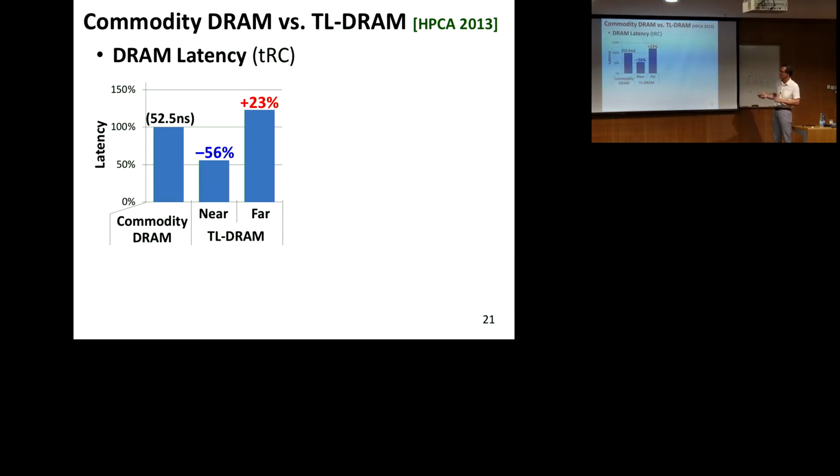If you have 32 rows in the near segment, the near segment is near to the sense amplifiers. The far segment is the far part. If you have 32 rows over here and 480 rows over here, and commodity DRAM has 512 rows, this is a row cycling latency. Near segment access latency can be reduced by 56%. The trade-off is a bit unfortunate. Now your far segment latency increases, because when you enable the isolation transistors, they have additional resistance, and that leads to a longer latency for the far segment. So I'm not going to give you a perfect solution.